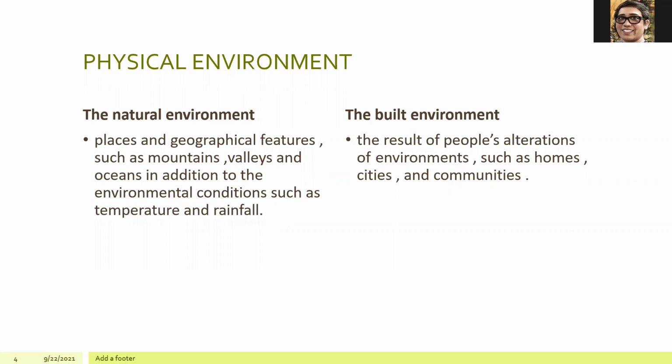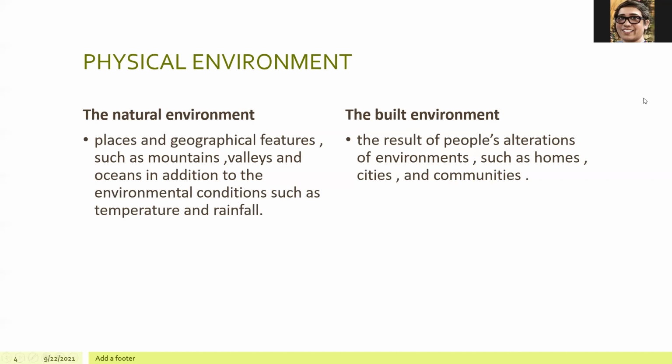So those are the natural habitats of animals and people. Like the mountains, the plains, the valleys, the ocean, the rivers, those are the natural environment. The built environment is the result of people's alteration of the environment, such as homes, cities, and communities.